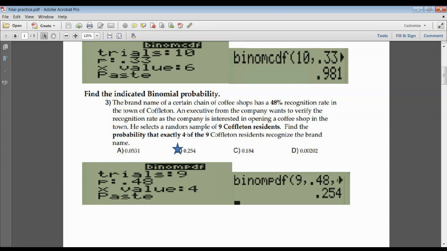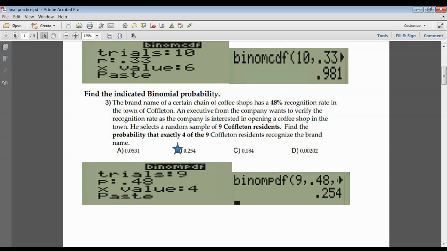A certain brand name of a certain chain of coffee shops has a 48% recognition rate. An executive from the company wants to verify the recognition rate, and he's interested in opening a coffee shop. He selects 9 Coffleton residents. Find the probability of exactly 4. Well, this is the easiest one.